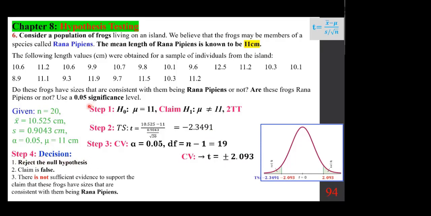What does it mean? You go to the first step, you're rejecting the null hypothesis. That means mu is not 11. That means the claim is false. So there is not sufficient evidence to support the claim that these frogs have sizes that are consistent with them being Rana pipiens. Therefore, these are not Rana pipiens.